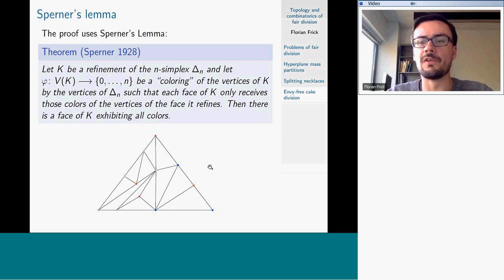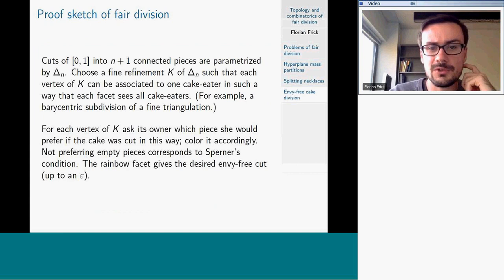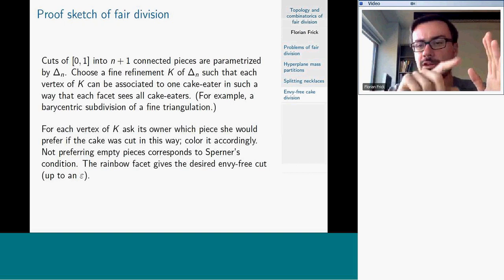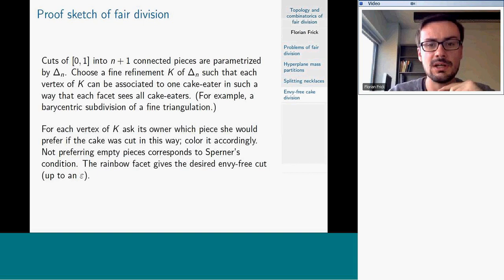Well, how do you prove envy-free cake division? Our cake is the unit interval. If you cut with n points, that means you have n ordered points in the unit interval, and n ordered points in the unit interval are precisely the n-simplex. So your cake cuts are parameterized by the simplex. Now, take a fine refinement, such that each vertex can be associated to one of your people interested in cake.